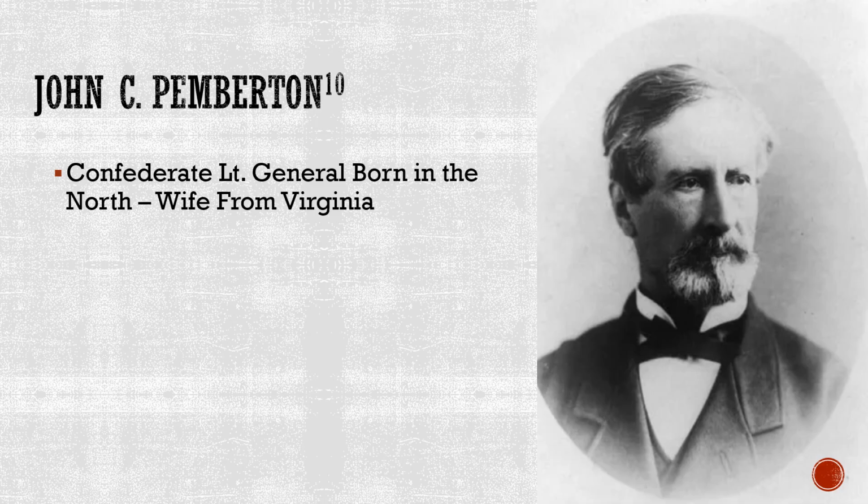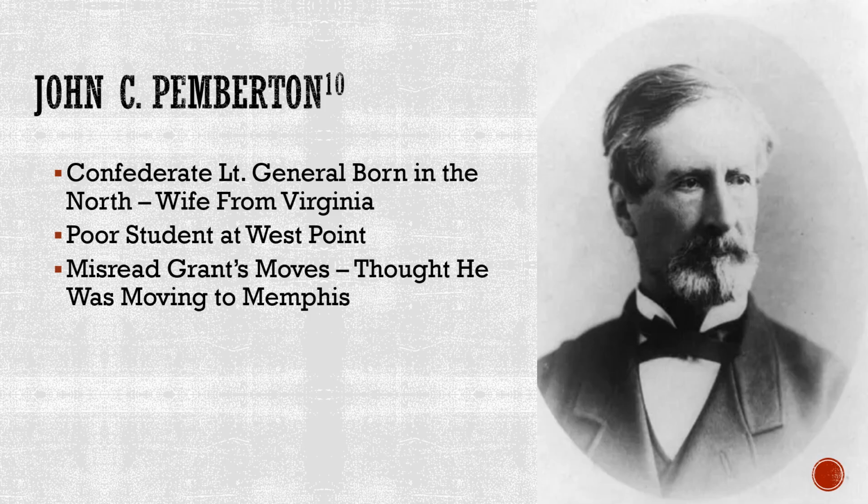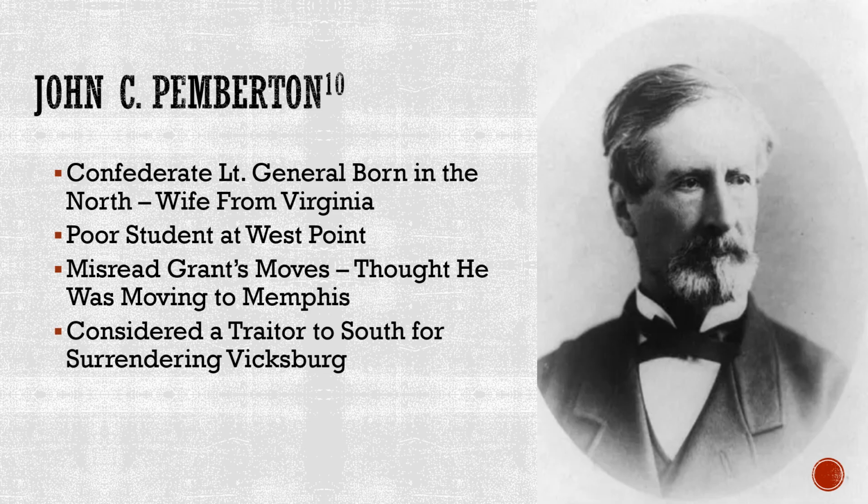Here is John C. Pemberton, who was a Confederate lieutenant general. He actually was born in the North, but his wife, who was from Virginia, convinced him to enlist on the side of the Confederates. He was a poor student at West Point. He had misread Grant's moves. He thought he was moving to Memphis when he was actually coming to Vicksburg. He has been considered a traitor to the South for surrendering Vicksburg, and he finished his career in obscurity.